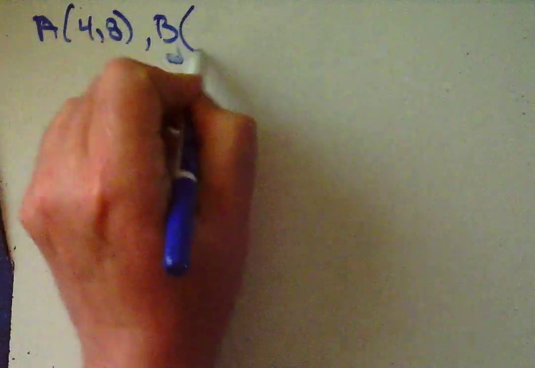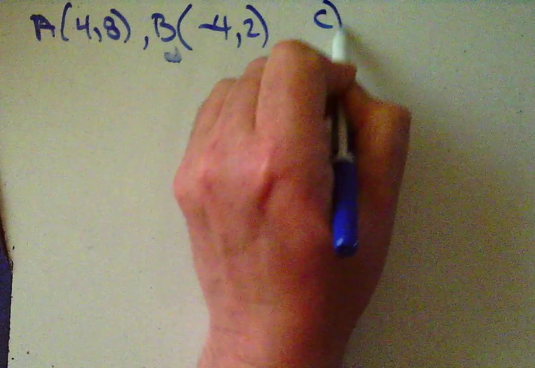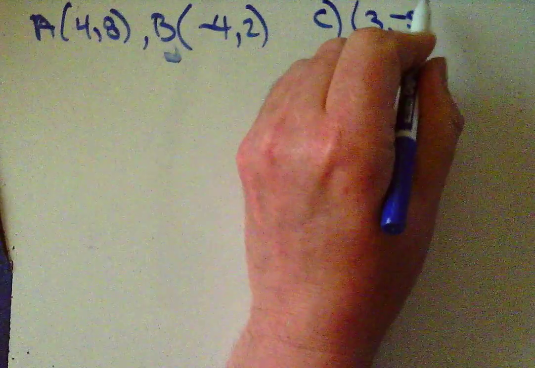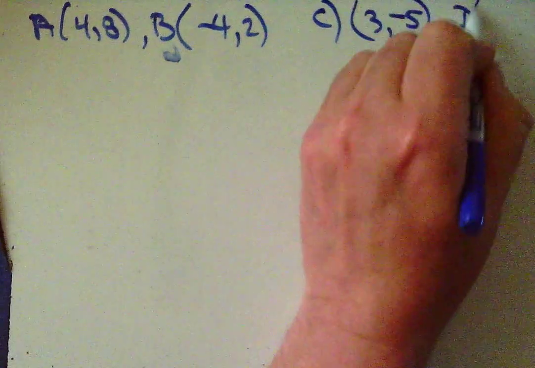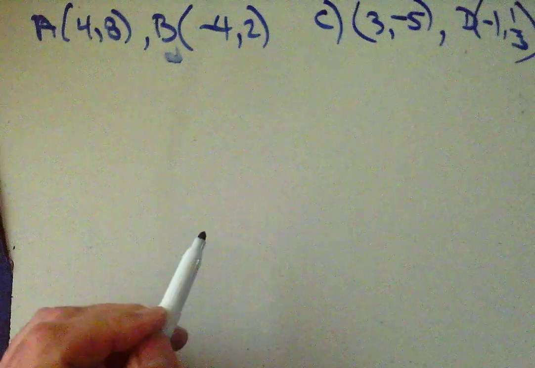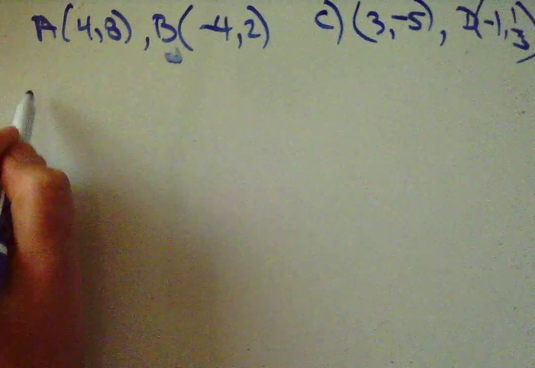A is 4, 8, B is negative 4, 2, C is 3, negative 5, and D is negative 1, 1/3. Okay, so again, let's find the slopes here.